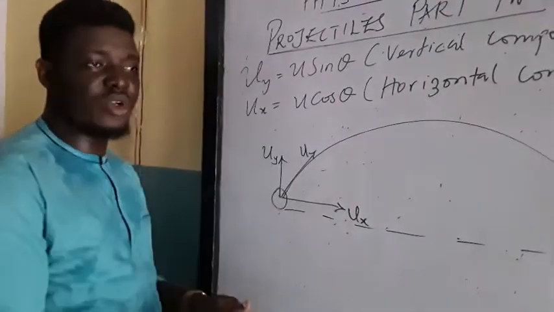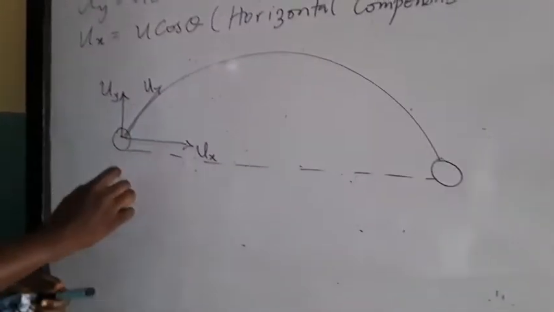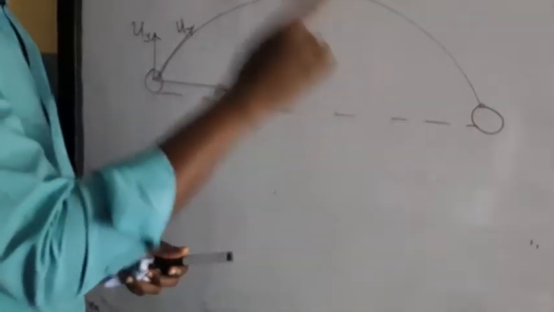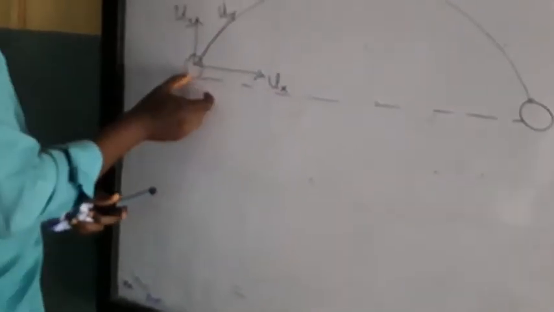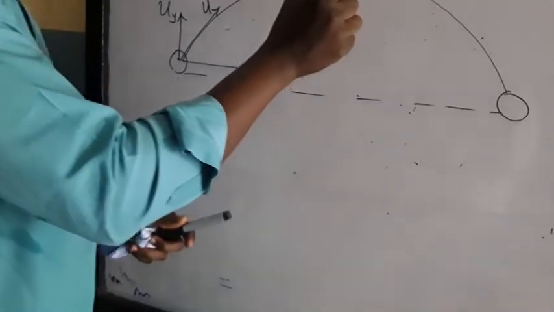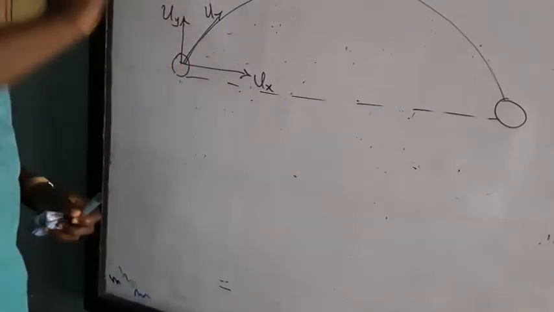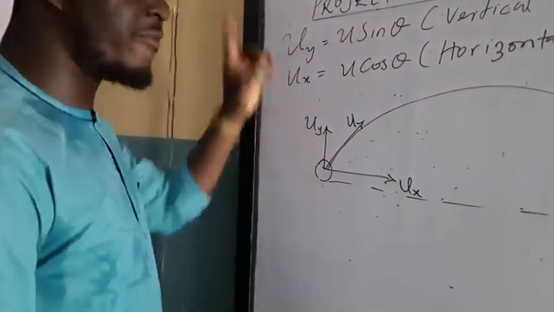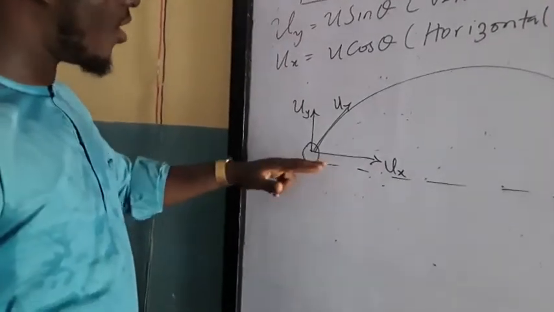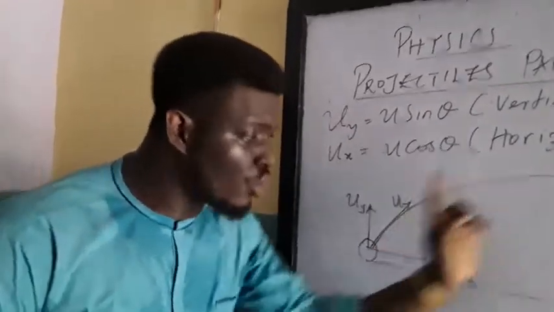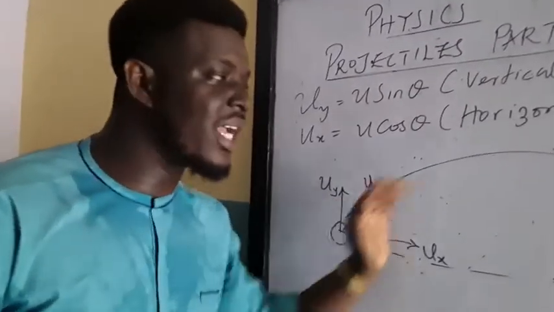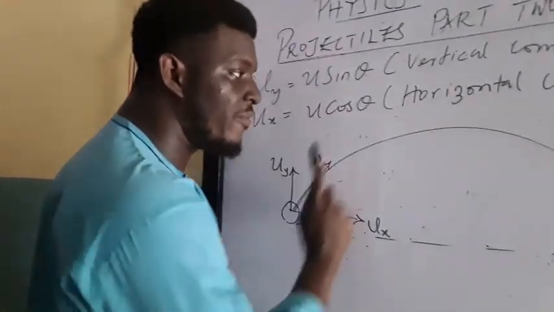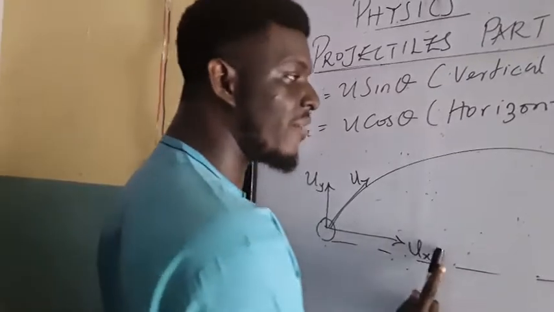Now, we have our U. I told you that a body that is displaced, moving in a parabolic pathway, moves with an initial velocity. Note that. When it is displaced, one of the components is constant and the other varies. The vertical component varies while the horizontal component is constant throughout the projectile motion displacement.